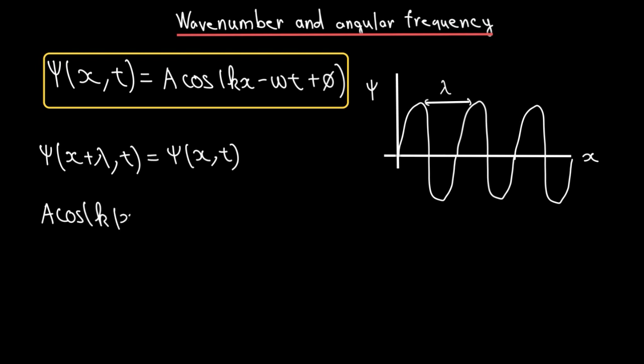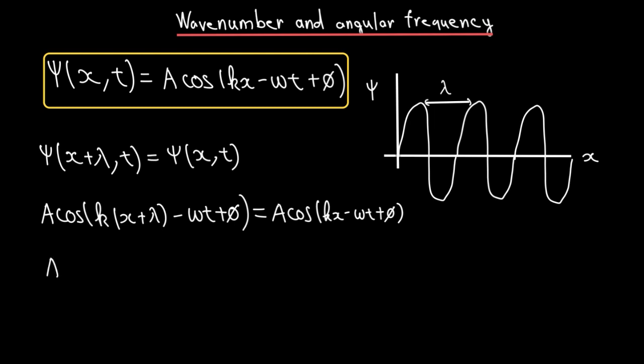So k of x plus lambda minus omega t plus phi needs to be equal to a cosine of kx minus omega t plus phi.